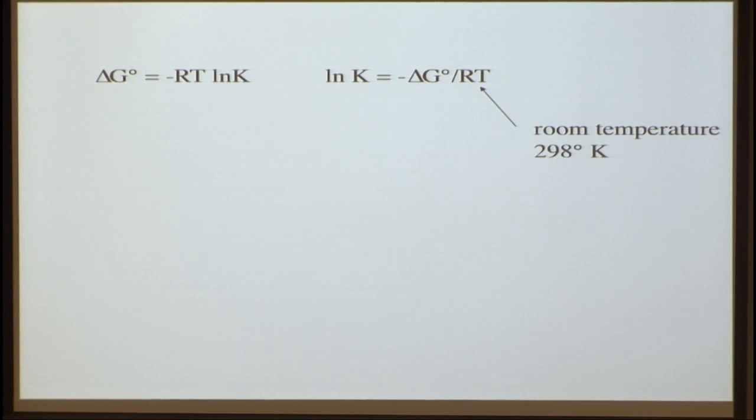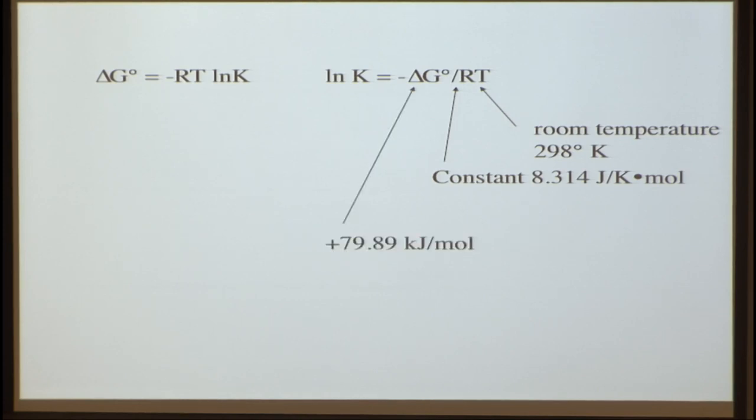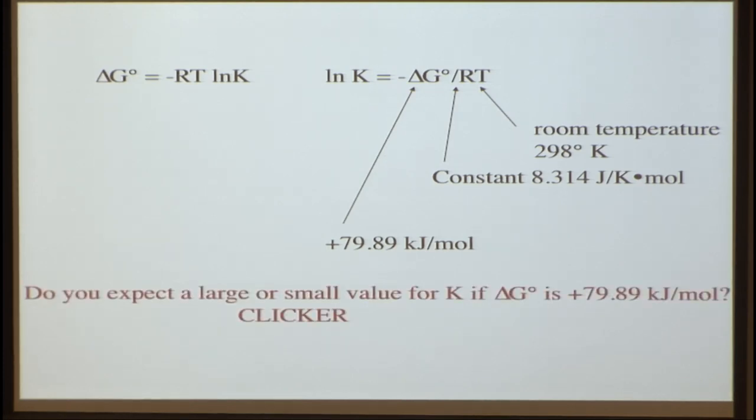T is temperature, and we're going to be talking about room temperature. In fact, almost all acid-base problems are going to be at room temperature. There might be a few differences, but we have a lot at room temperature. We have a constant R, 8.314 joules per Kelvin per mole, and delta G. We were already told the value for delta G here. Now, thinking about this room temperature, this constant, and this value for delta G, do you expect a large or small value for K if you have this delta G naught value? And that's our clicker question.